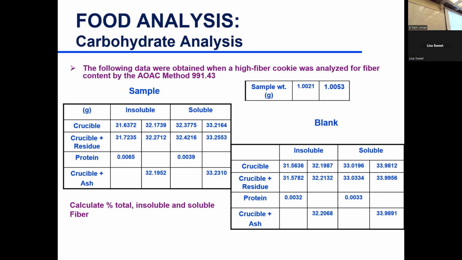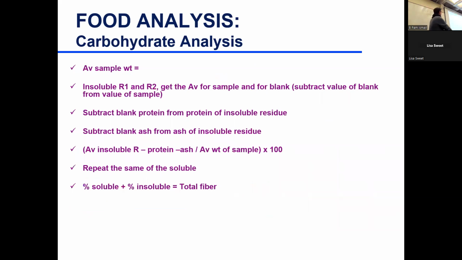So what you need to do now, after you get the protein and the ash content, is subtract them from the weight of the insoluble fiber, and you do the same for soluble. Then you get the actual insoluble fiber and the actual soluble fiber. You add them, and you get total dietary fiber. So do this exercise; it guides you through how to do it.